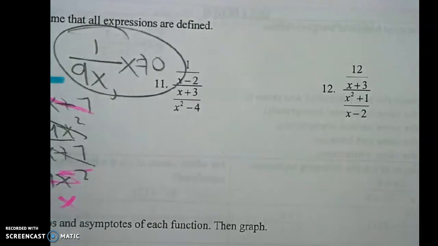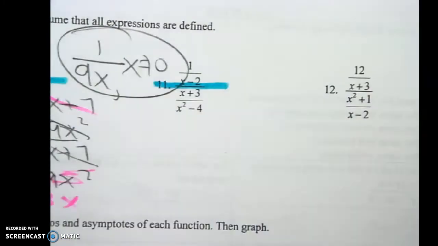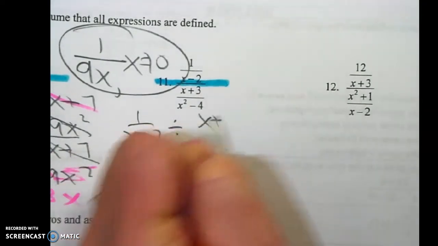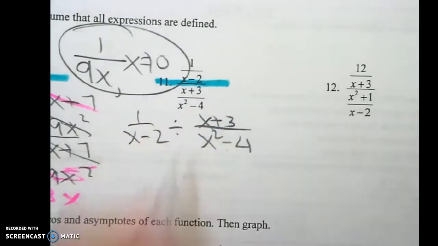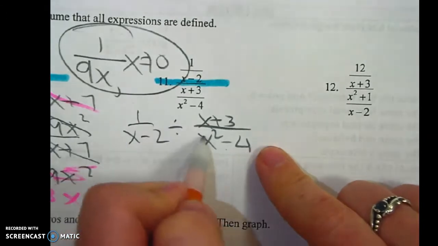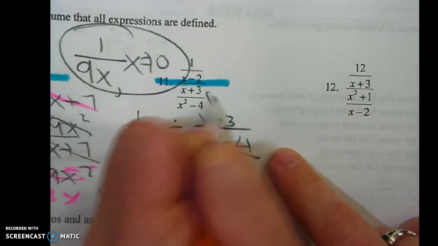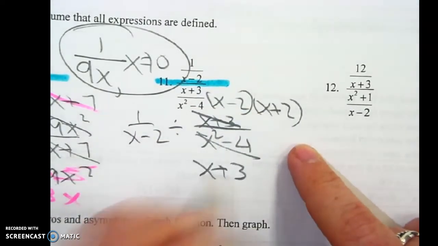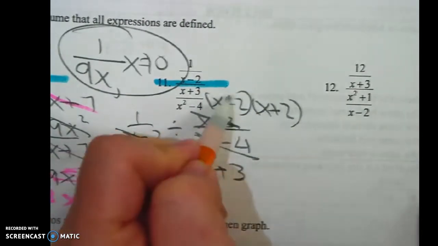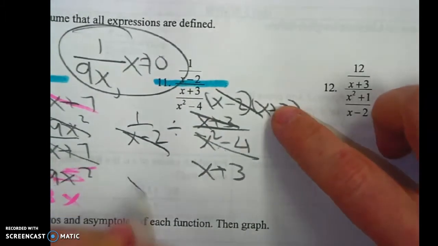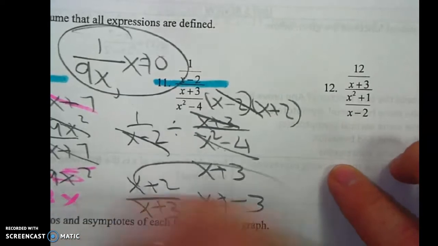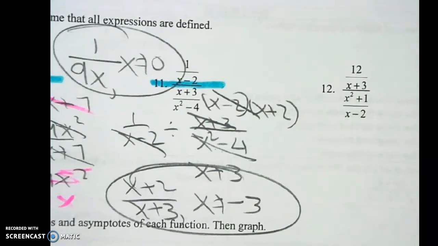Same thing for number 11. This big old line means divide. Divide means I flip it. So this is really going to be factored: x minus 2, x plus 2, and this is x plus 3. X minus 2 gone. That's on top, that's on bottom, where x cannot equal negative 3.